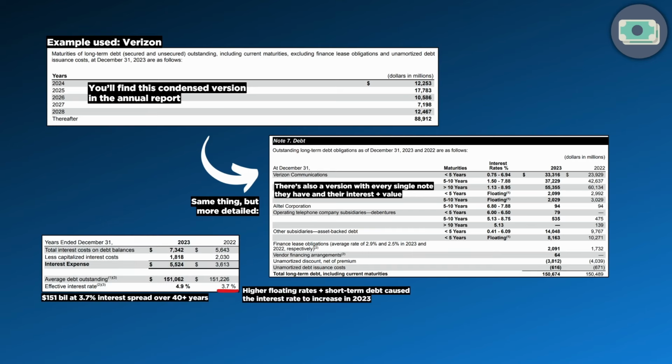So I'd say understanding the financials is by far one of the most important things.